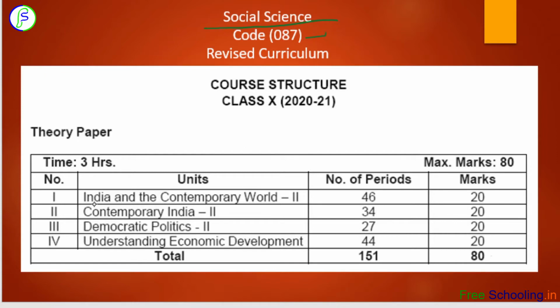Okay, so we got India and the Contemporary World Part 2. Part 1 has already been done in class 9th. This comes for 20 marks. And if we see Contemporary India 2, that is geography, that comes for 20 marks. And if we see Democratic Politics Part 2, that is your pol science, that comes for 20 marks. And at last we have Understanding Economic Development, that is the economics, and that too comes for 20 marks. So in total we have a paper of 80 marks, and that would be assessed in the boards.